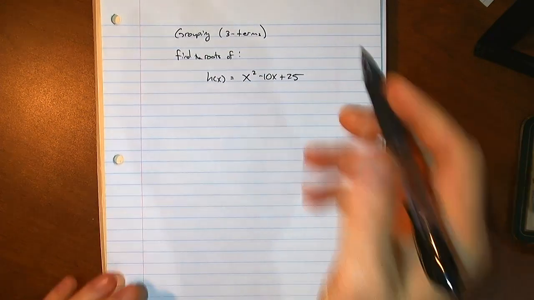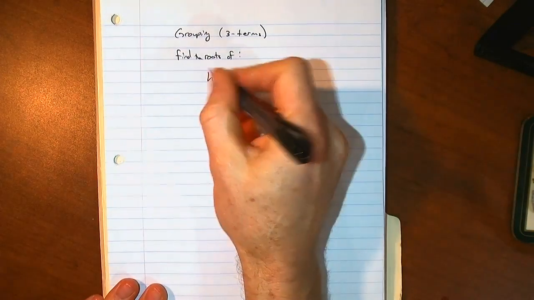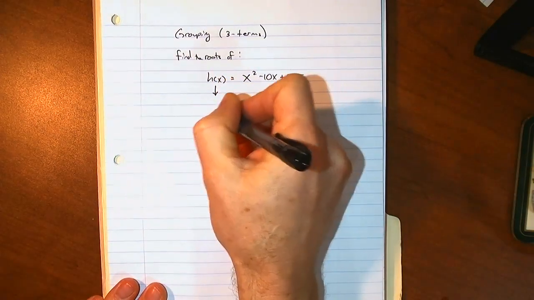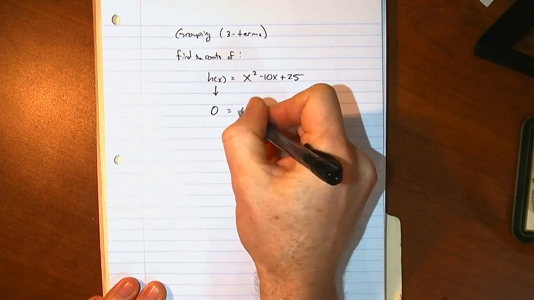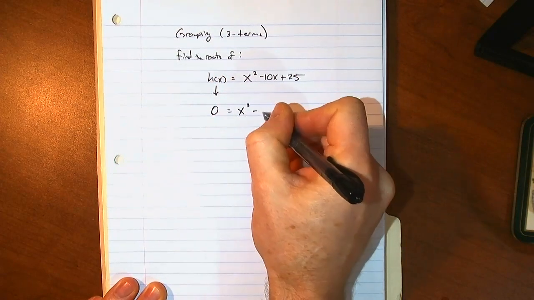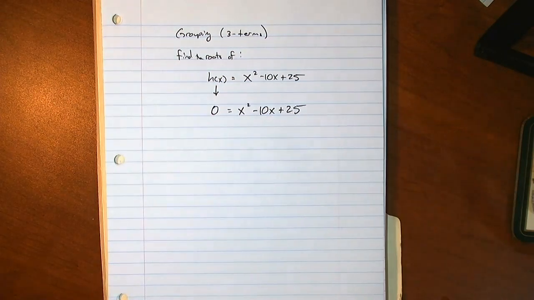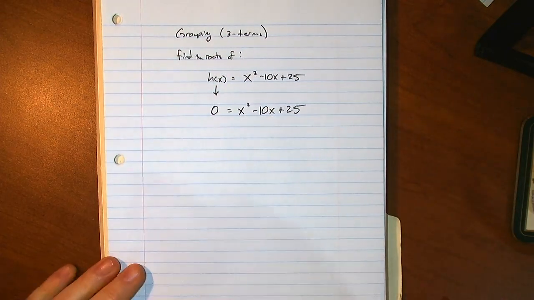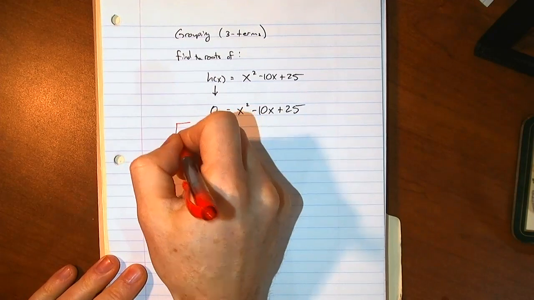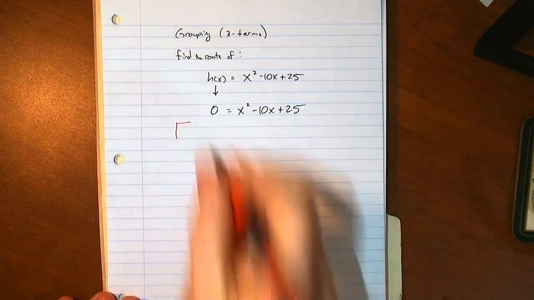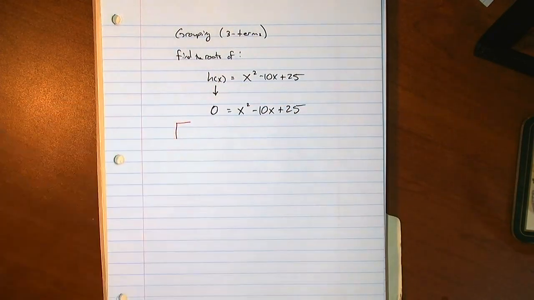All right, so three-term grouping. Remember, anytime we're trying to find roots, intercepts, zeros, whatever you want to call them, we always begin by plugging in a 0 for y, which h of x is the same as a y. And now at this point, this is where our factoring review is going to begin right here. So from this point on, for the next couple steps, this is our review of factoring.